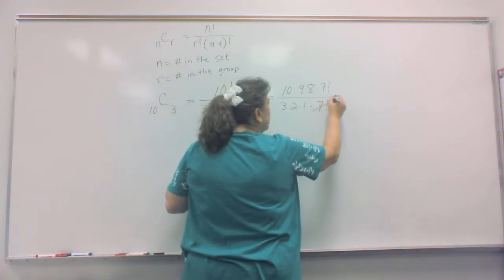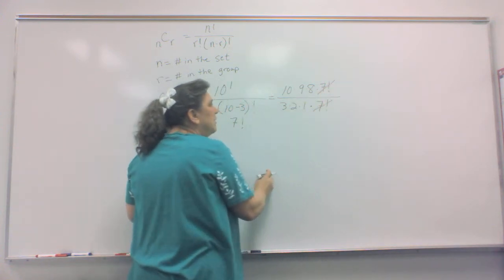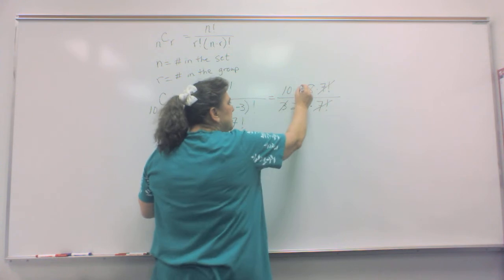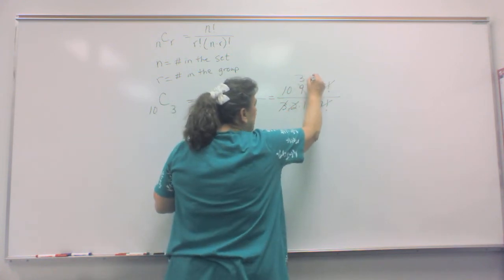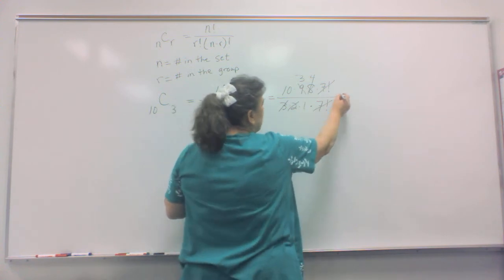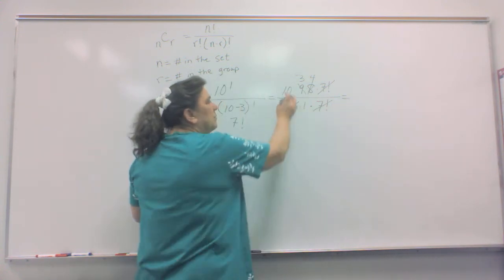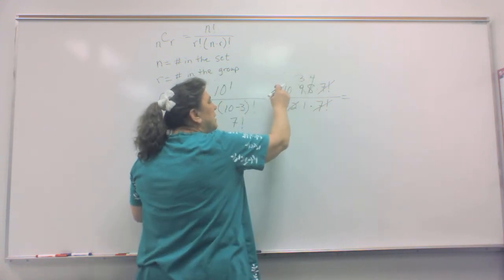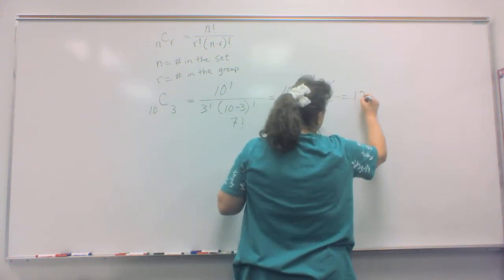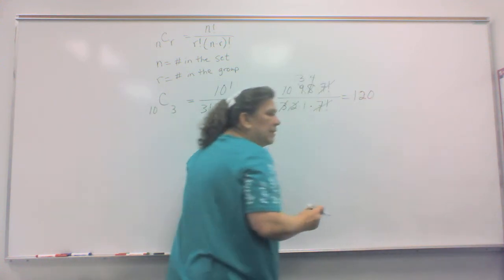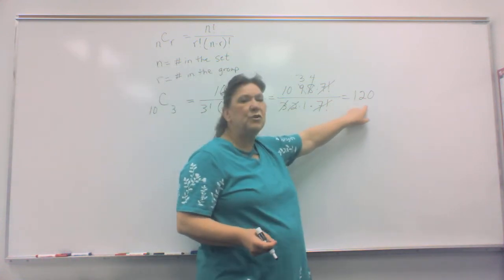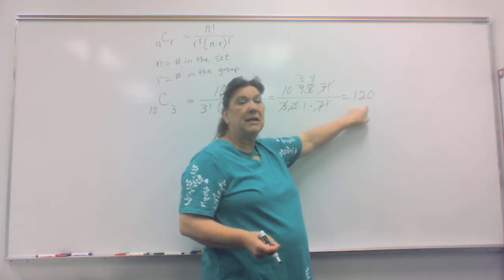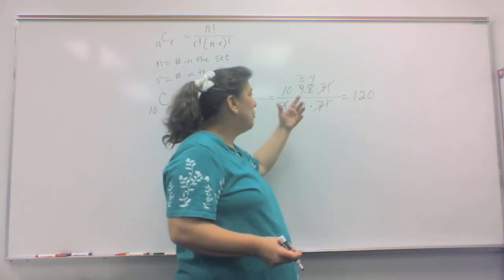7 factorial cancels with 7 factorial. 3 goes into 9 3 times. 2 goes into 8 4 times. 1 just stays on the bottom. And I end up with 3 times 4 is 12 times 10 is 120. So you see, combinations has a lot fewer in the sample set than your other one.